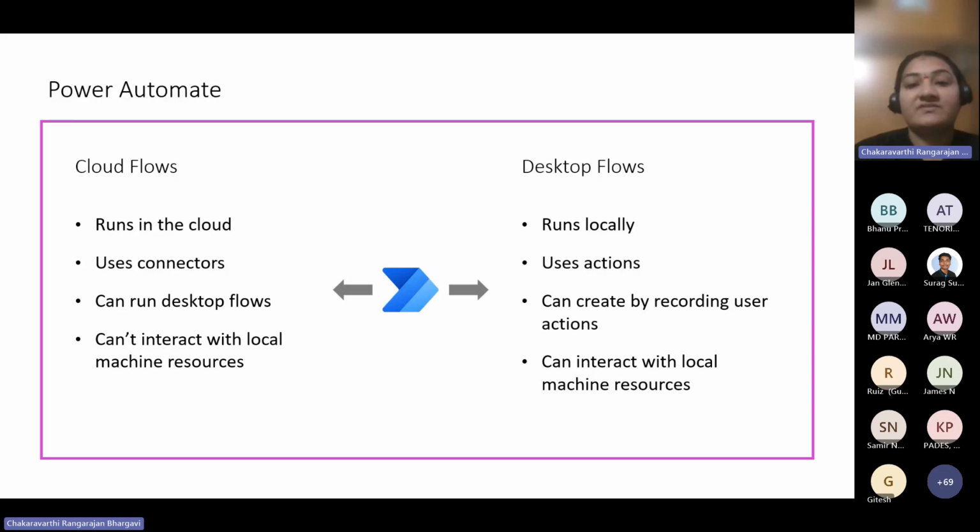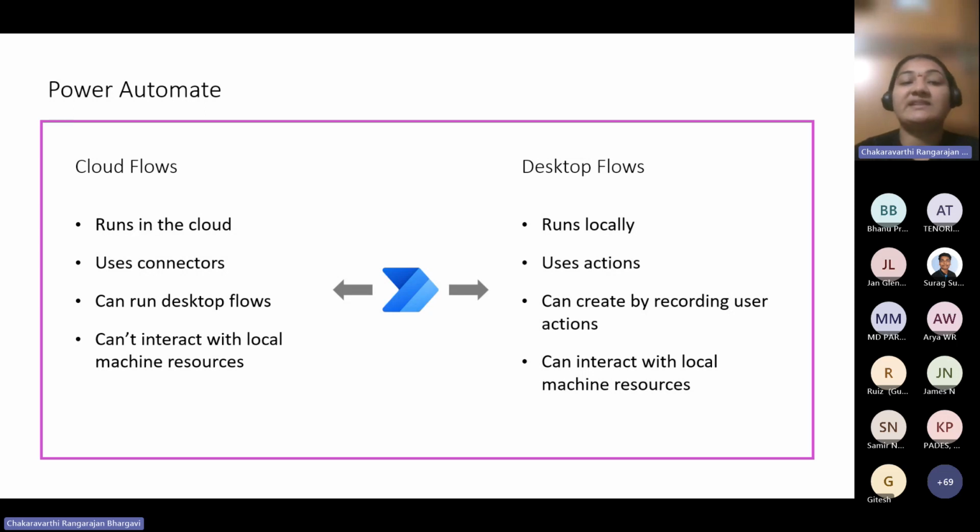One is something where you develop inside your desktop itself, and one is something where you develop inside the make.powerautomate.com portal itself, which is through the cloud. And you would be doing it in both ways. When you want to run it locally, then you go ahead with desktop flows.